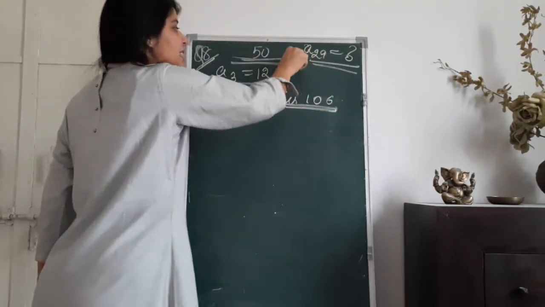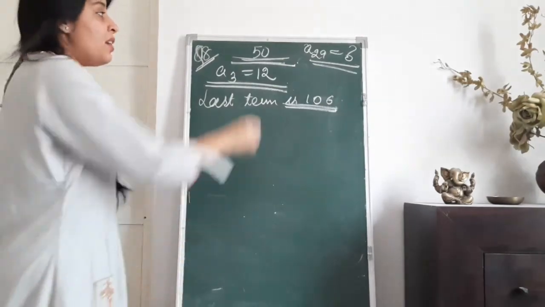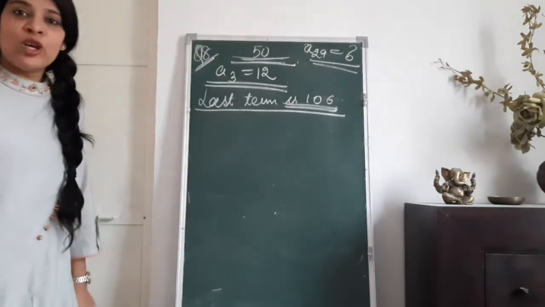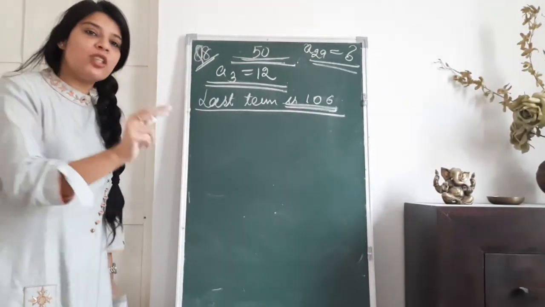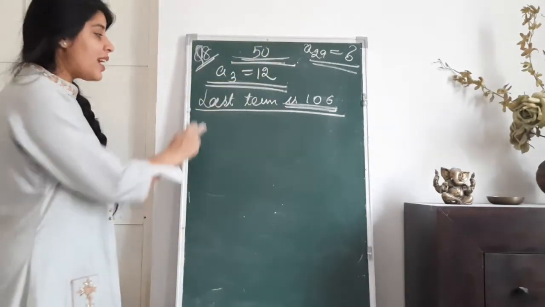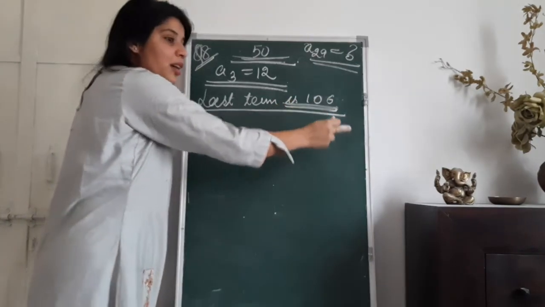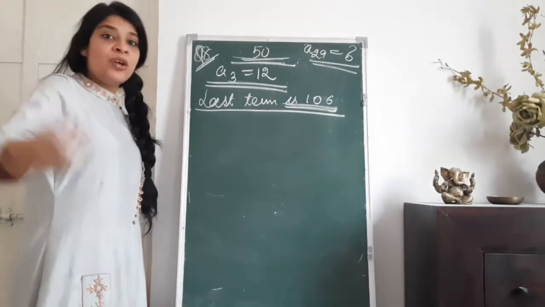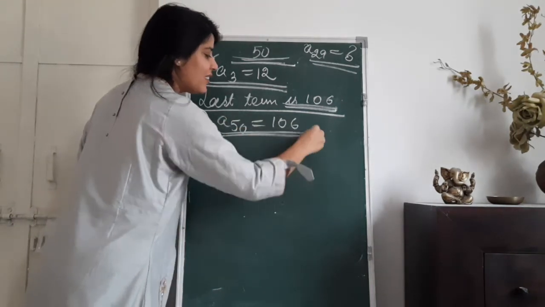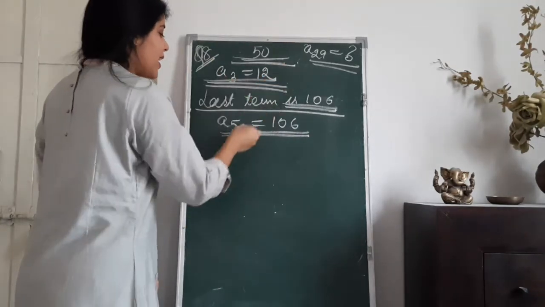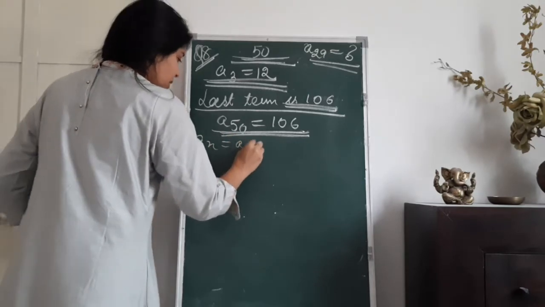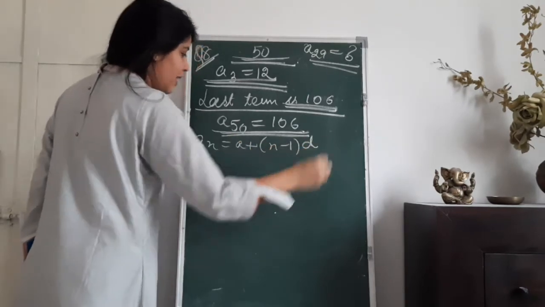See, how many terms are in this arithmetic progression? 50 terms, and it is saying the last term is 106. So definitely the 50th term is going to be the last term of this arithmetic progression, because the total number of terms in this AP is 50. So I can say A50 is equal to 106. Now I have A3 with me and I have A50 with me. So I'll use the same formula.